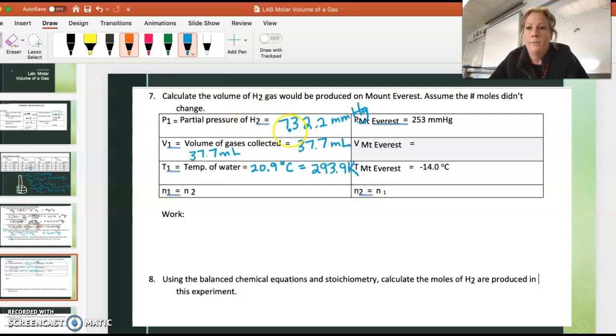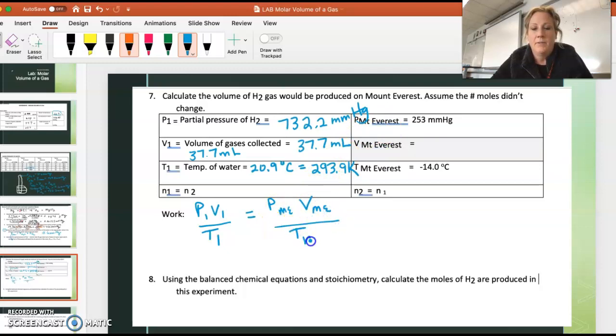So in the question, we're going to calculate what if we had done this experiment on Mount Everest. The pressure on Mount Everest is 253 millimeters of mercury. The temperature is -14 Celsius. So this is a combined gas law, P1V1 over T1. N is constant, so we're going to hold the amount of gas moles constant. And then that would be set equal to P2, which would be the Mount Everest values, P ME times V of Mount Everest over T of Mount Everest.